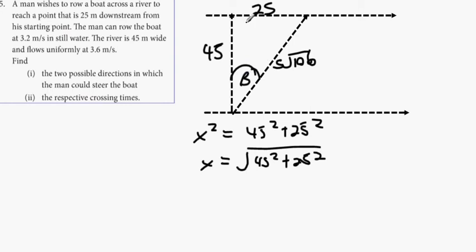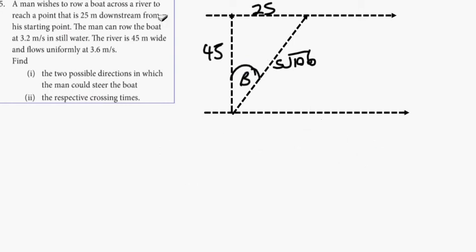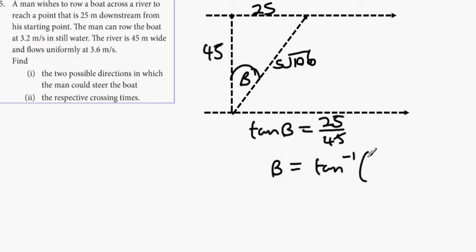Now what we're going to do next is calculate the angle. We'll call it angle B. To calculate the angle B, tan B is 25 over 45, and B therefore is tan inverse of 25 over 45. So tan inverse of 25 divided by 45, and what we get is 29.05 degrees. So this here is going to be 29.05.